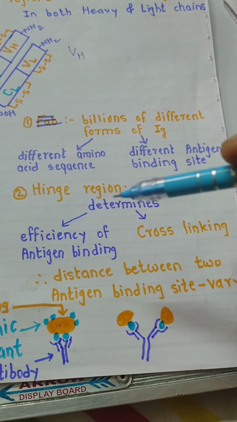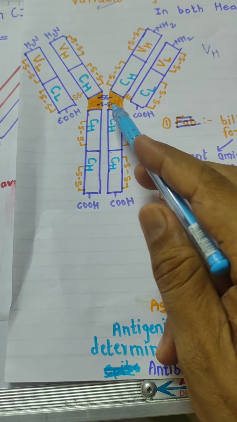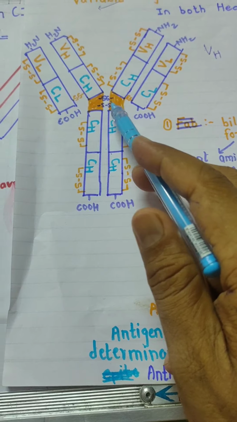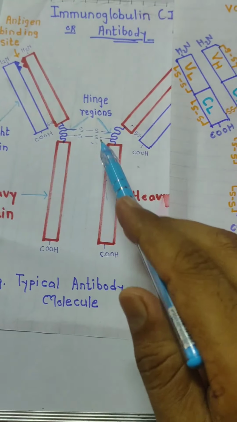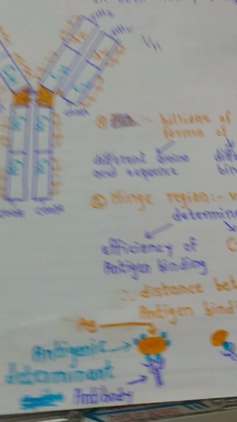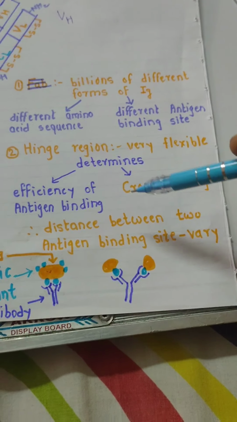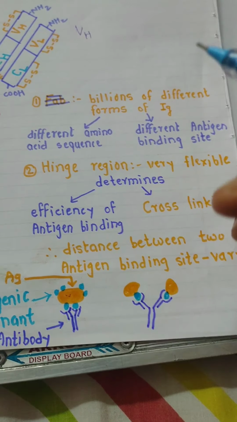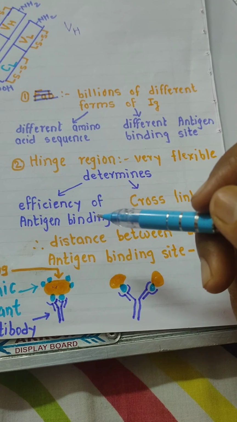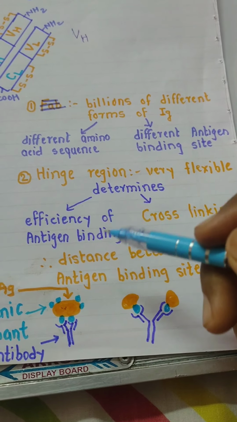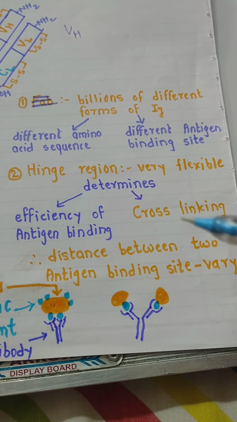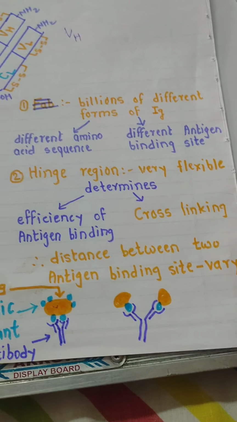Second is the hinge region. We see that in the hinge region, two disulfide bonds are present here. This is the hinge region. So what is the importance of it? The hinge region is very flexible and it determines the efficiency of antigen binding capacity of the immunoglobulin and cross linking.